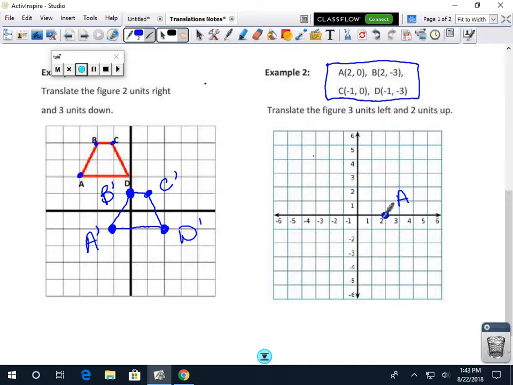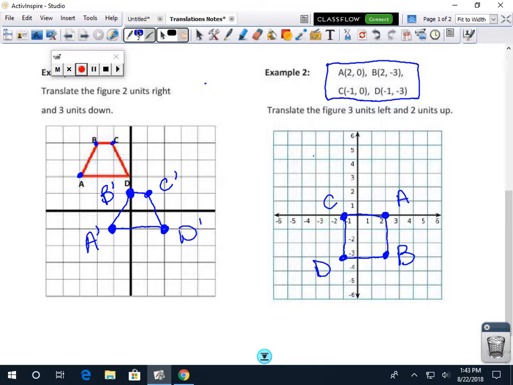B is at (2, -3). C is at (-1, 0). And D is at (-1, -3). So I plot my pre-image. I'm going to connect my dots and make a square here.